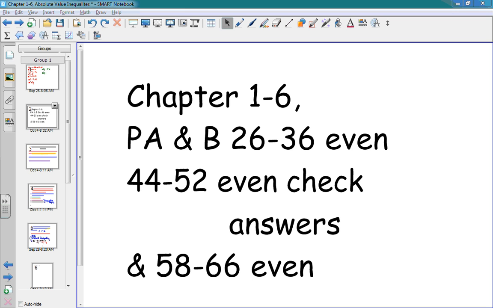Okay, chapter 1-6, practice A and B, 26 through even, 44 through 52 even, check your answers, and 58 through 66 even. Whenever I say check your answers, what does that mean? No, plug and chug back in.